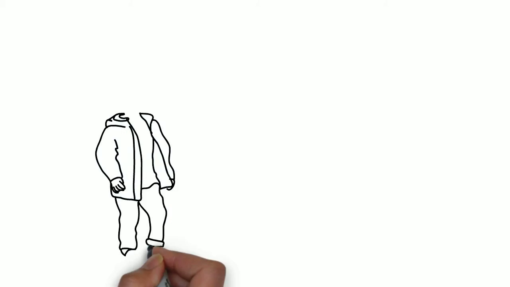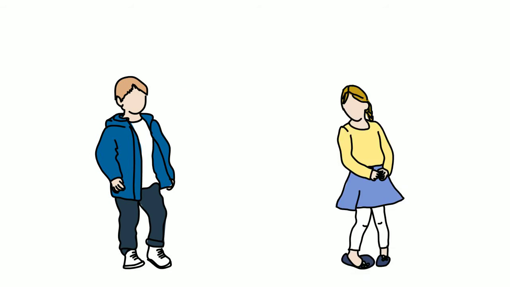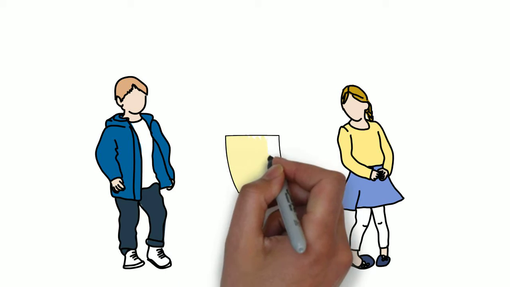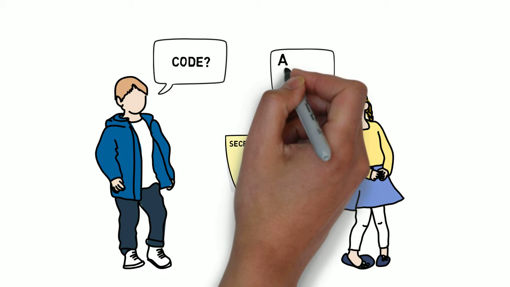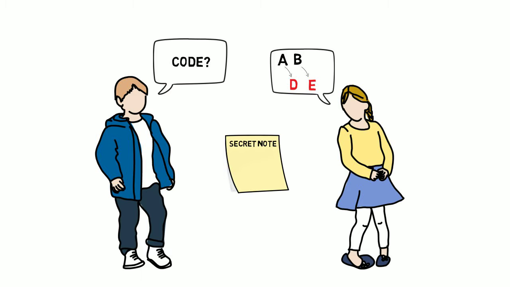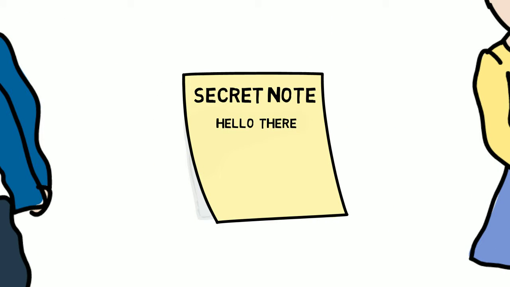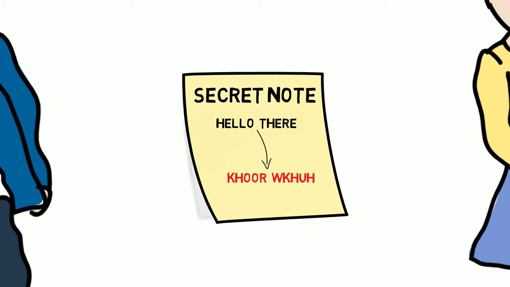Here's an example. Let's say you and a friend are passing notes in class and don't want anyone else to read your secret messages. So you meet with your friend before class and agree on a way to code your messages. You will move every character in your notes 3 letters down the alphabet. So the letter A is now D, B is now E, and so on. Writing hello there in your encrypted message would look like this to anyone reading it.